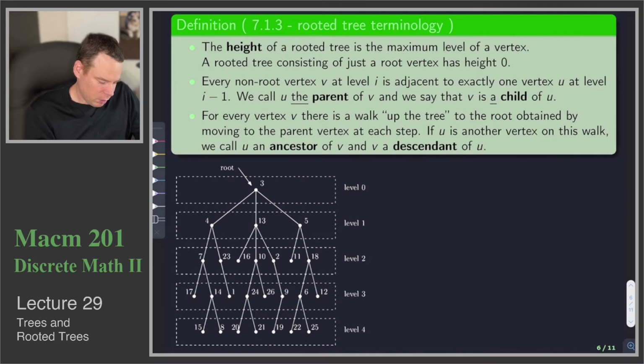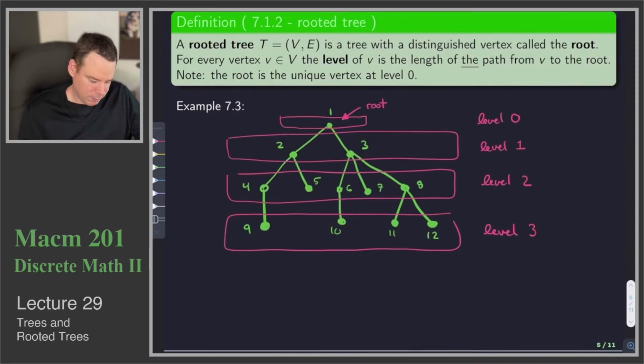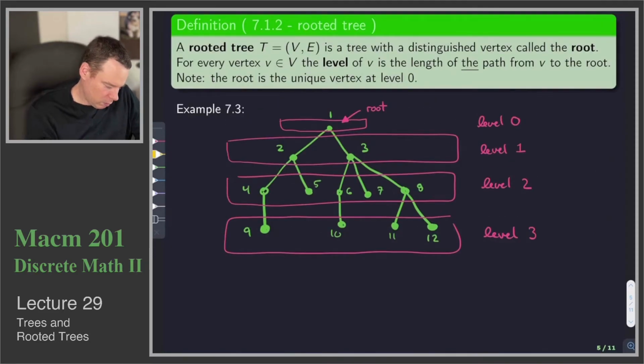Here's a bit more terminology. The height of a rooted tree is just the maximum level of a vertex. So in our previous example, this is what we'd call a height 3 tree, or a height 3 rooted tree.